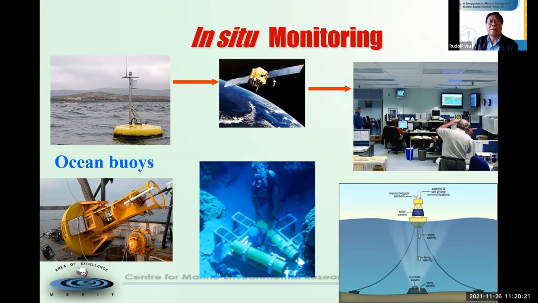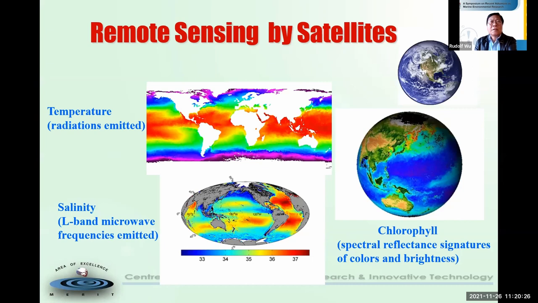Now, if you are not satisfied, nowadays, science advancement enables us to measure some of the parameters by satellite. All you need to do, because the satellite goes around the world either once or twice every day, is sense the temperature based on the radiation emitted from the sea. After receiving this radiation, you can plot the graph and then the picture to tell you the temperature of the water all over the world within a very short time.